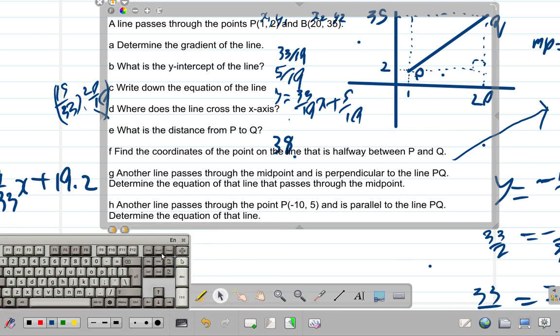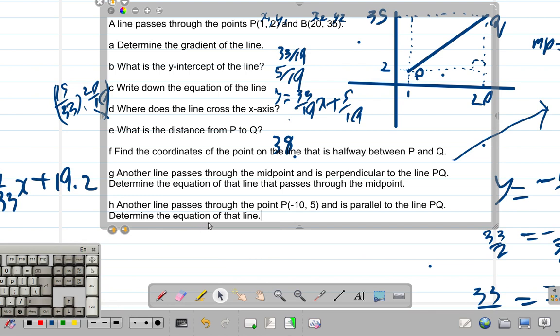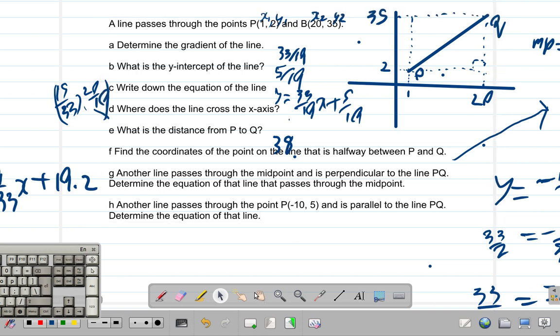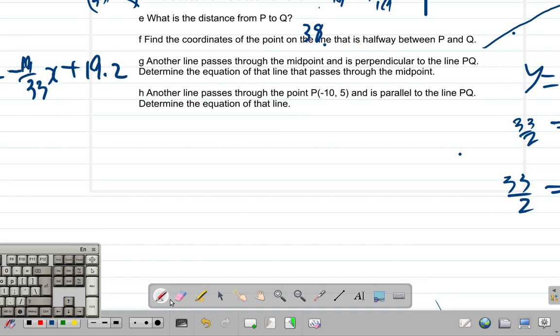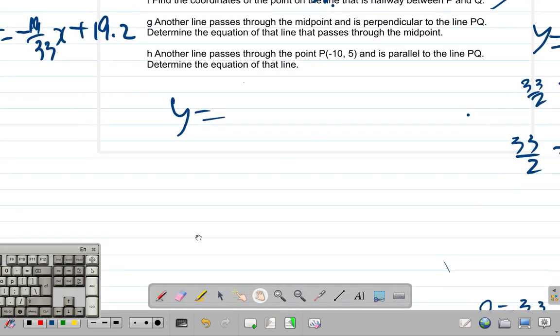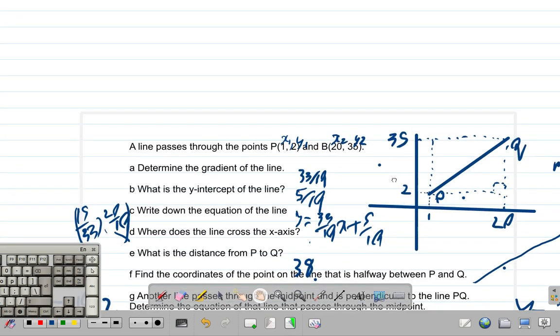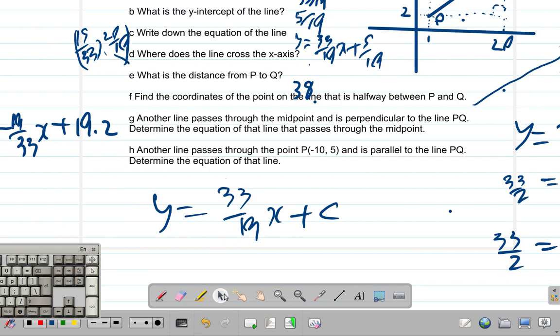So now, parallel, they have the same gradient. That's what it means. When two lines are parallel, the gradients of the lines are the same. So y equals, what was the gradient of this line again? 33 over 19. Y equals 33 over 19x plus c. Right? Here at P we have, hold on, did I make a mistake here? P is 1, 2, not negative 10, 5.